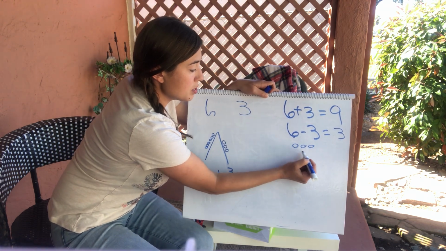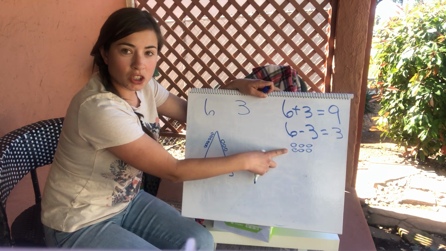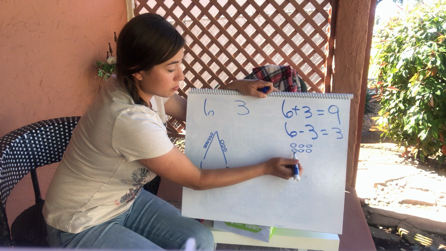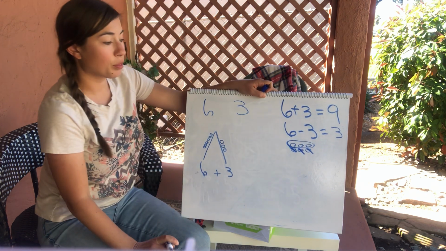1, 2, 3, 4, 5, 6. There's my picture. Those circles can be our rocks. So then I threw 3 of them away back into my yard. 1, 2, 3. What I'm left with is 3.